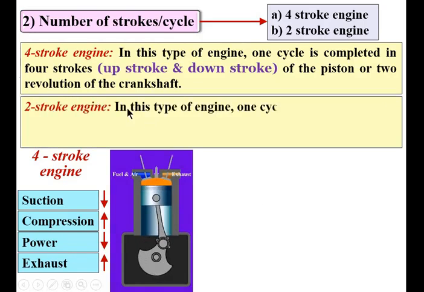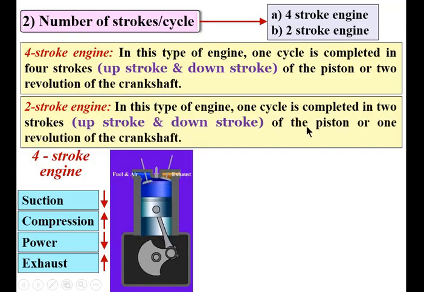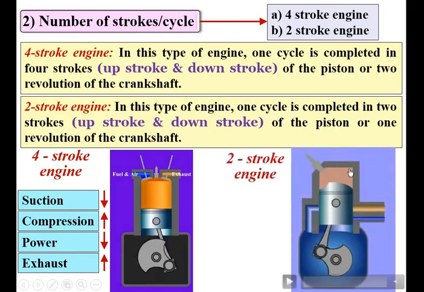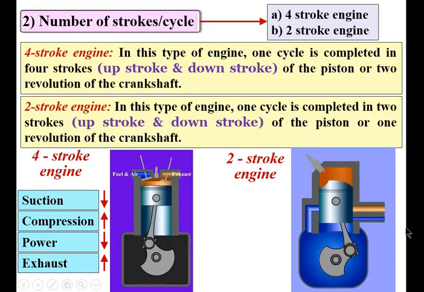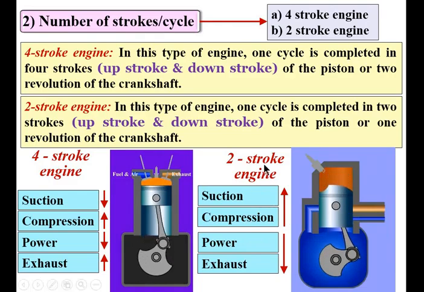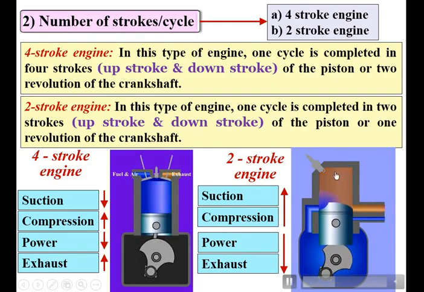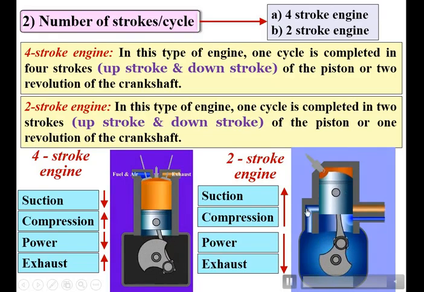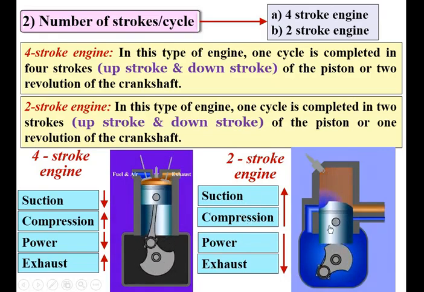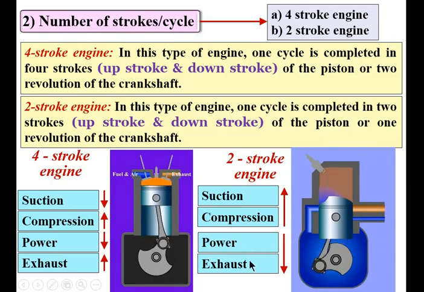Now in 2-stroke engine, one cycle is completed in 2 strokes, upstroke and downstroke of the piston, or 1 revolution of the crankshaft. So look at this figure, 2-stroke engine. In 2-stroke engine, the piston moves only 2 times during the cycle. In short, during the upward motion of the piston, 2 strokes are performed in parallel, and during the downward movement of the piston, 2 strokes are performed in parallel.